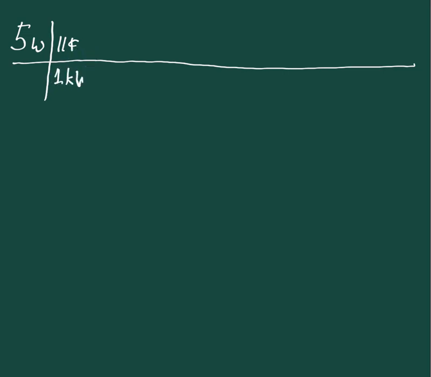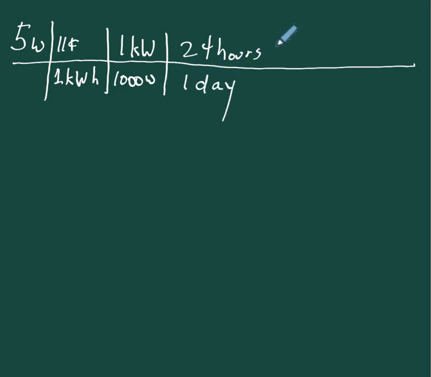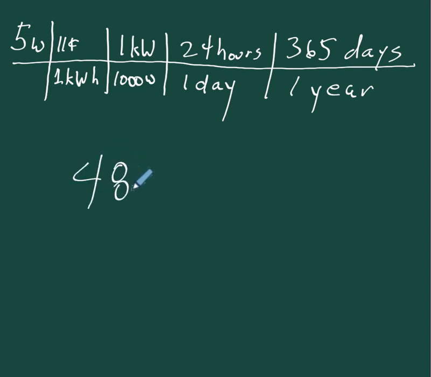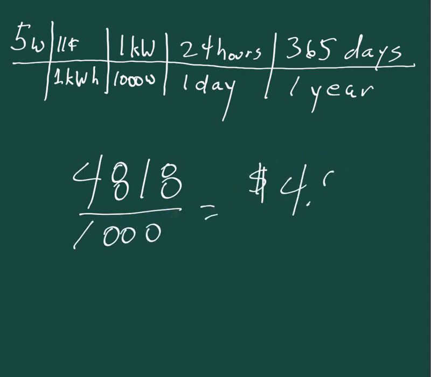Using our table from earlier, 5 watts times 11 cents per 1 kilowatt hour times 1 kilowatt per 1,000 watts times 24 hours per 1 day times 365 days per 1 year is going to get me 4,818 divided by 1,000, and rounding to the nearest cent, that's about $4.82 a year. Notice I changed the cents to dollars and added the last 2 fractions.